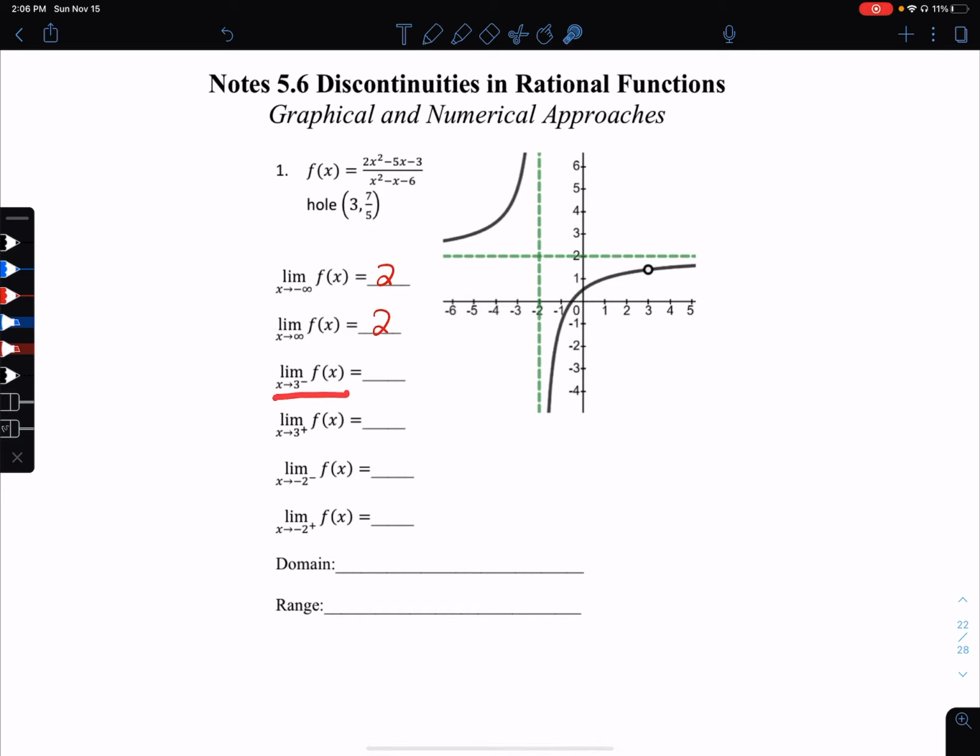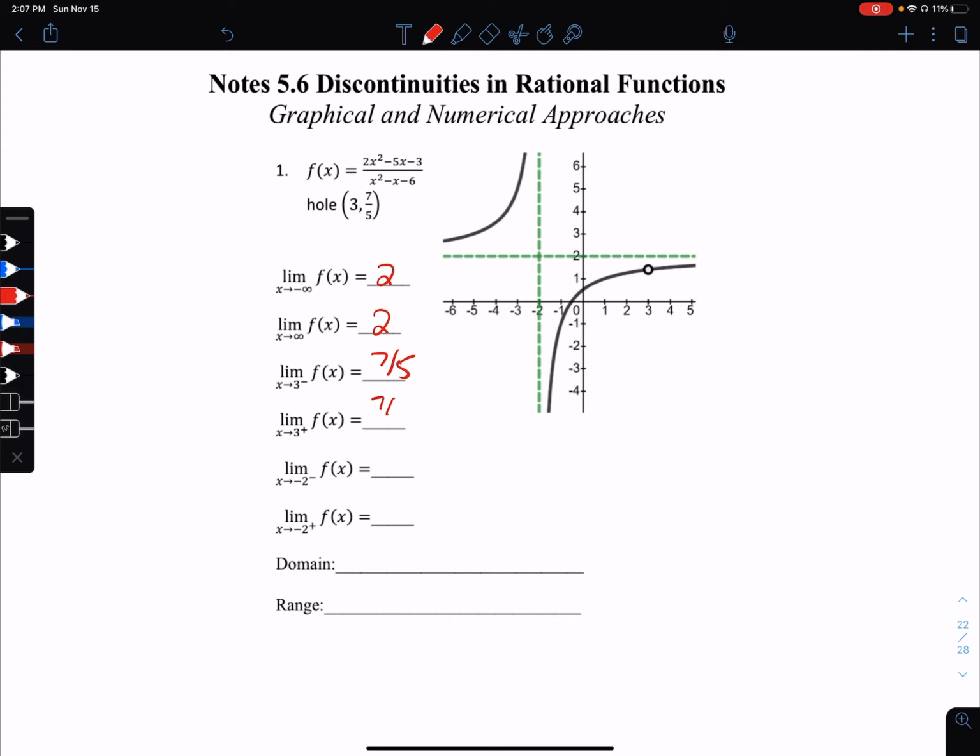What's the limit of f of x as x approaches 3 from the left? As we approach 3 from the left, y is getting closer and closer to the y value of this hole, and we are told here the y value of that hole is 7 over 5. What's the limit of f of x as x approaches 3 from the right? Well, if we approach 3 from the right, we're still approaching this hole, and the y value of that hole is 7 over 5. So f of x is approaching 7 over 5.